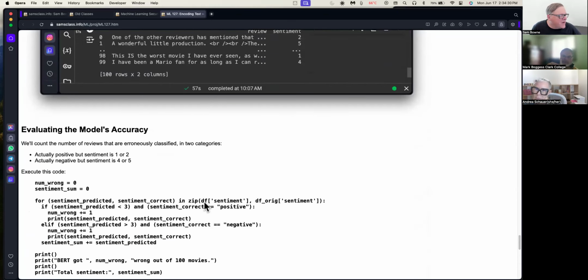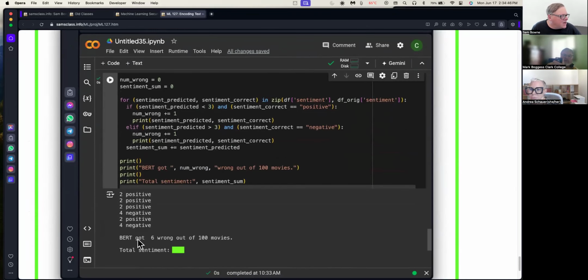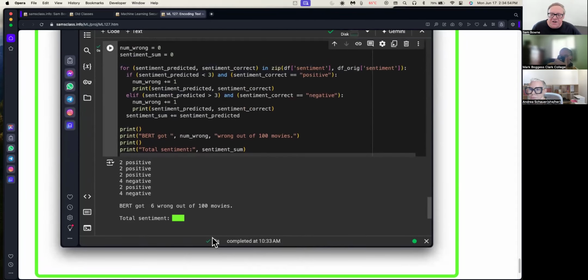All right. And so now to evaluate the model's accuracy, I'm going to call them wrong if it's a positive review, but sentiment is 1 or 2, or negative and 4 and 5. 3, I'm not going to count as wrong at any time. That's in the middle. Just when I evaluate how many of them are wrong. And here I got 6 wrong out of 100 movies. So movies it's never hit, pretty good. It can categorize them. And so that's how effective it is at the end.